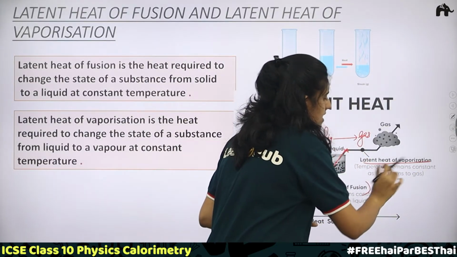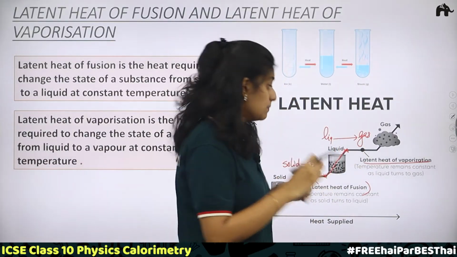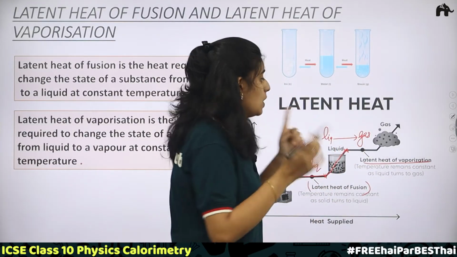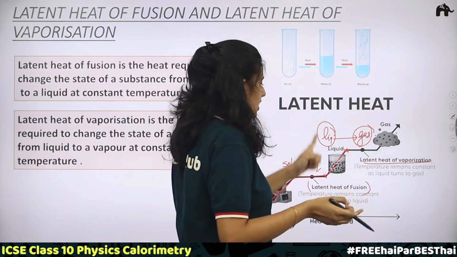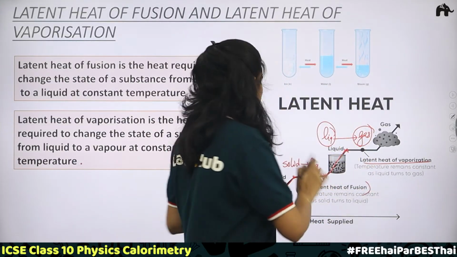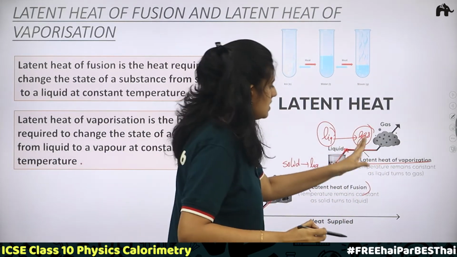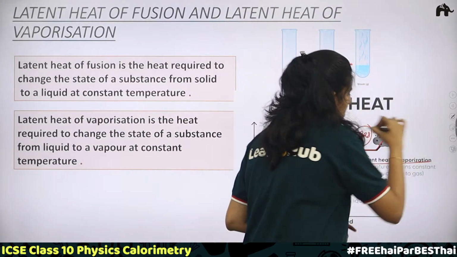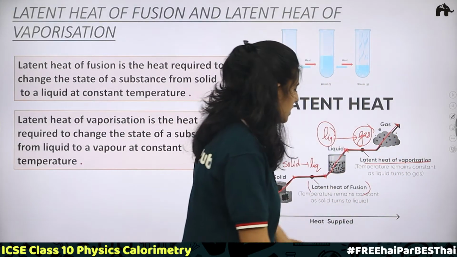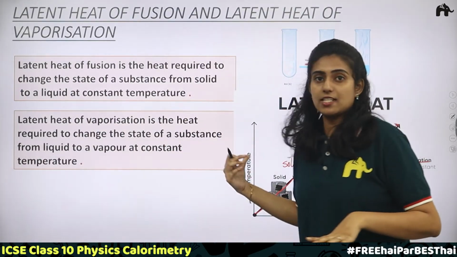Temperature remains constant as liquid turns to gas. Here the heat energy is being used not to raise the temperature but to convert the liquid completely into gas. Until all the liquid gets converted to gas, the temperature will remain the same. So liquid to gaseous state. Once it reaches gaseous state, again there will be an increase in temperature. Temperature will be increasing when you supply heat energy. So this is latent heat of fusion and latent heat of vaporization.